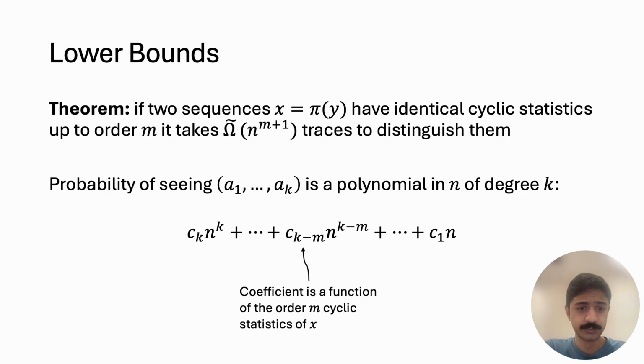The degree of the polynomial is k, the number of ones in the trace. And even more interestingly, the coefficient on the n^(k-m) term in this polynomial is a function of the order m cyclic statistics, in fact a linear combination of the order m cyclic statistics of x. And so, if you can find a pair of sequences whose cyclic statistics cancel up to reasonably high orders, you can cancel out the first several terms in this probability, yielding two probability distributions which are pretty close.